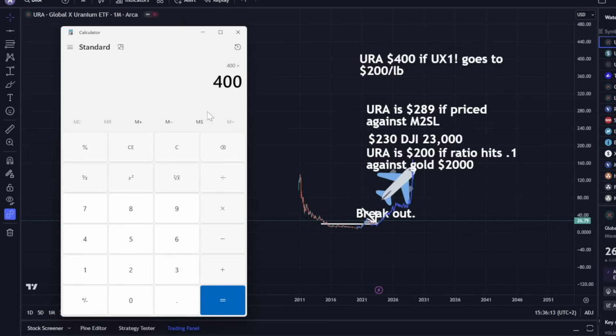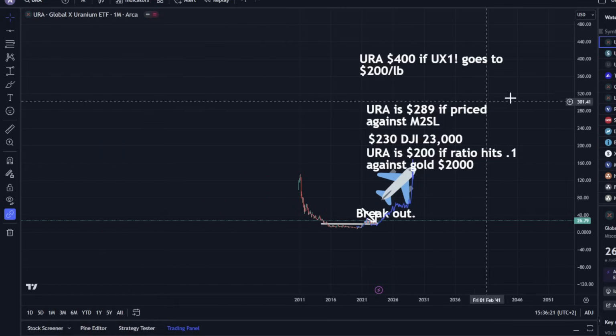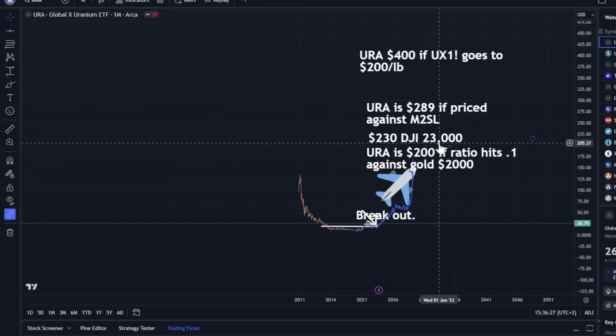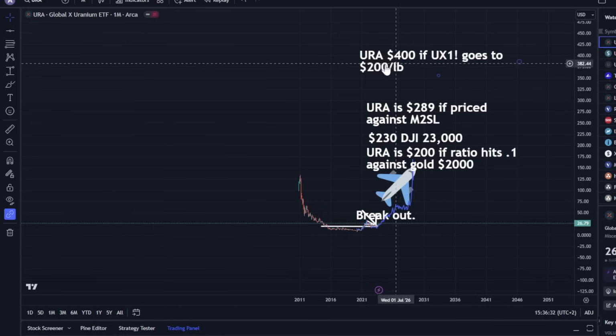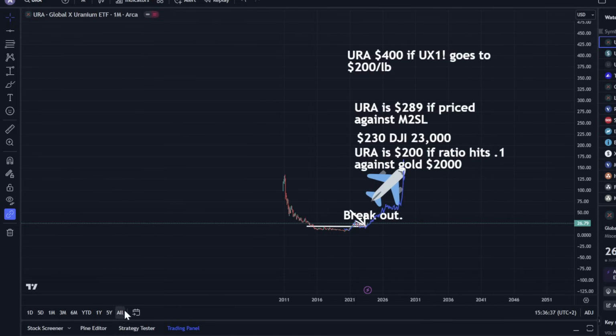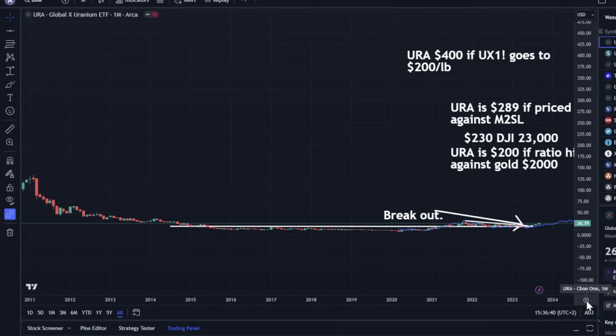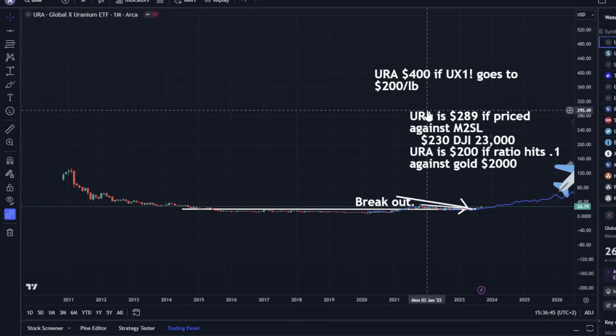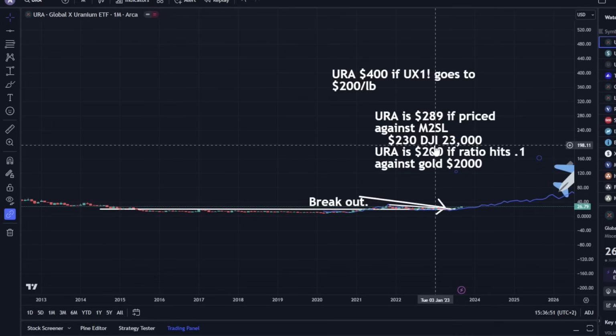So 400 divided by 26.79 nets you almost a 15 bagger if that were to repeat and the ratio repeat. And that's the highest one I've got, a $400 price projection against the physical price of uranium if uranium goes to $200 a pound. Now, this is just for URA. This is not my predictions, guys. This is just me playing with numbers against different assets, and these were some of the assets that I chose to do it against.